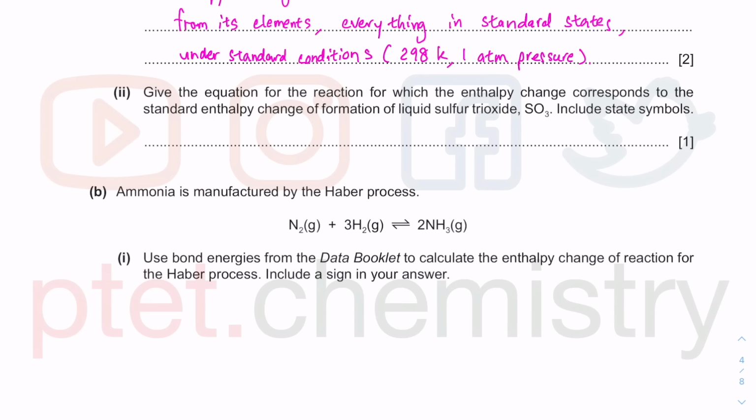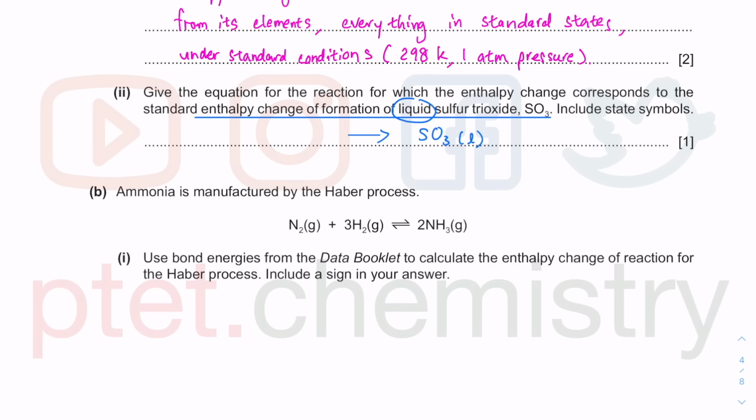Now next one, give the equation for the reaction. So you want the standard enthalpy change of formation of liquid sulfur trioxide. Be very careful, liquid. That's what they say, liquid. When you are asked to do enthalpy change of formation, always write the product first because of the definition, 1 mole of this substance. This is the state that you want.